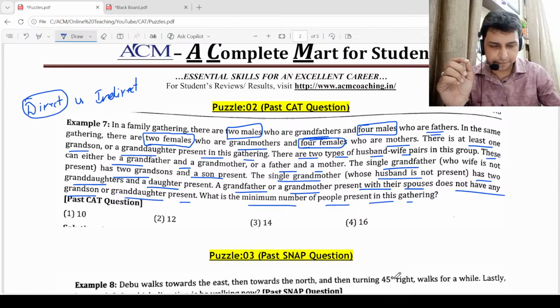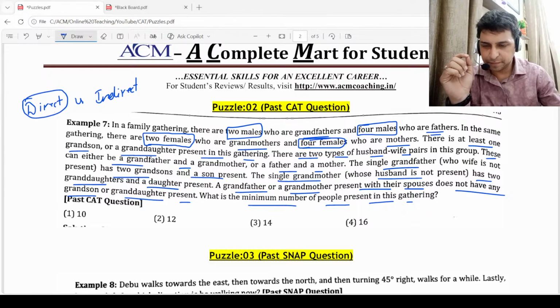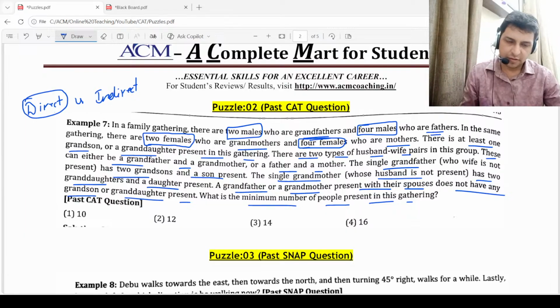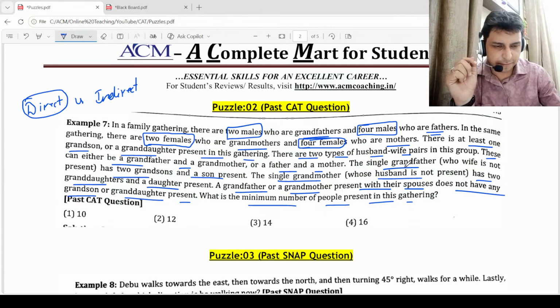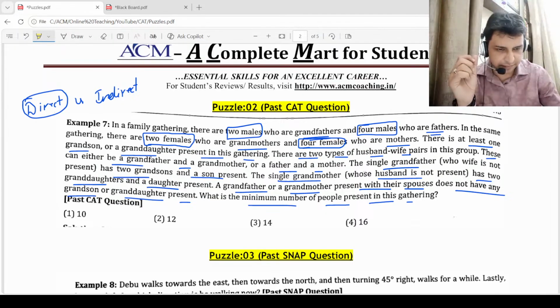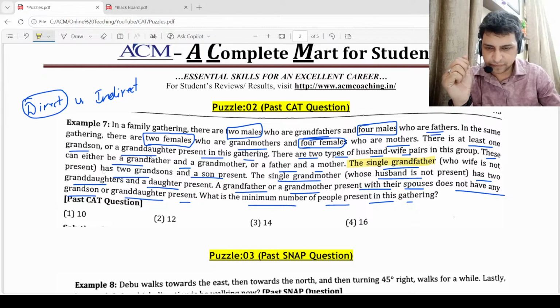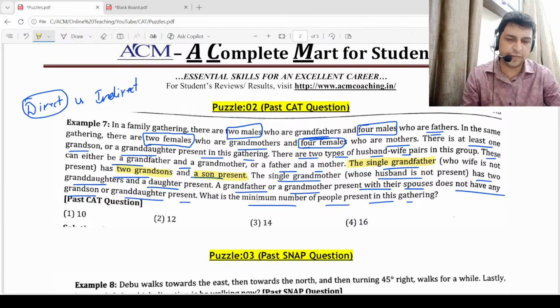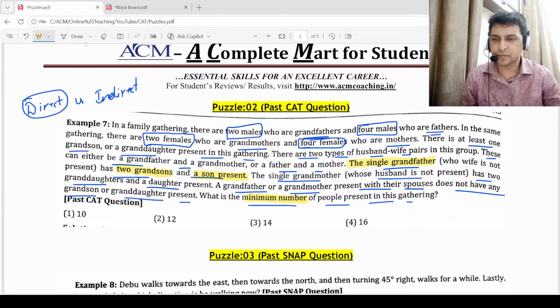In the direct data, if I see for sibling, the first direct data which I would like to pick up is here. The single grandfather has two grandsons and a son present. So I need to make the minimum number of people. So first of all, let's make a single grandfather.